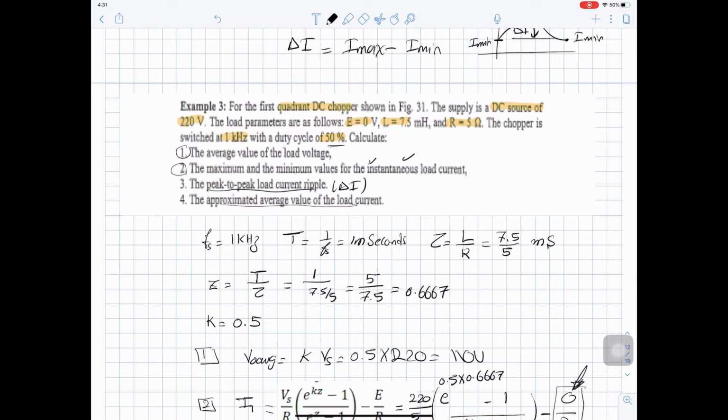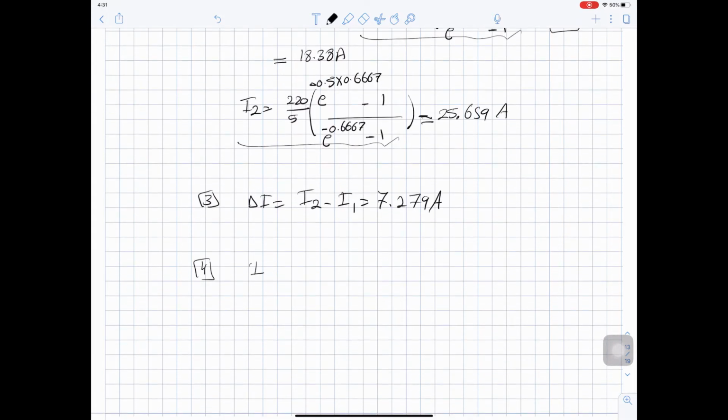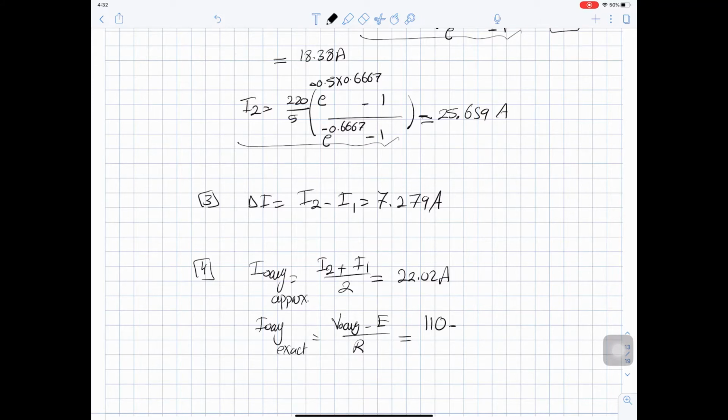Calculate the approximate value of the average load current. So the approximate value, I out average, equal to I2 plus I1 divided by 2, which equal to 22.02 ampere. This is the approximate. The exact will be V out average minus E over R, equal 110 minus E, which is 0, divided by 5, equal 22 ampere, and you can see how close these values are.